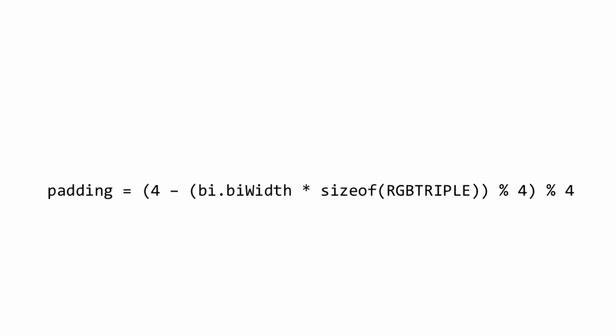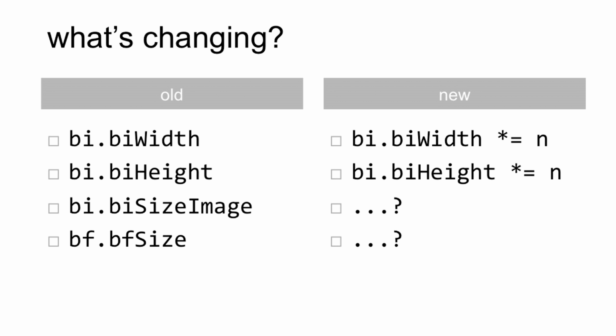The key takeaway here is that the padding may very well be different from the in file to the out file. Looking back to the equation for padding, we know that this depends on the BI width. But recall from earlier, we know that BI width is going to be changing from the old to the new. So perhaps we need to calculate how the padding is going to change, but also keep track of both the old and the new padding. With that said, let's go back to some pseudocode.